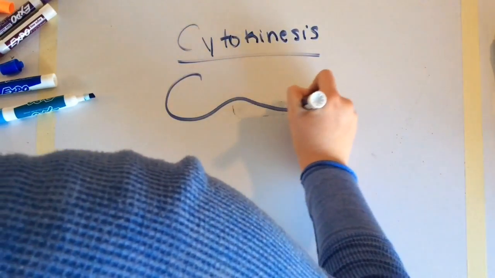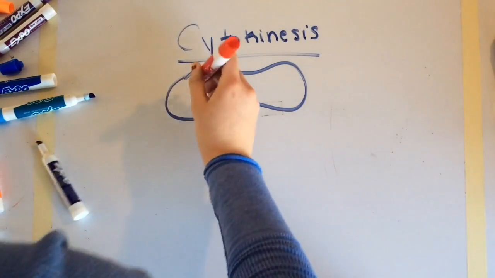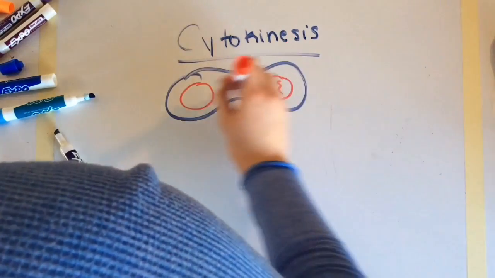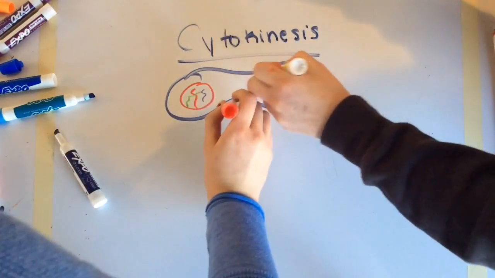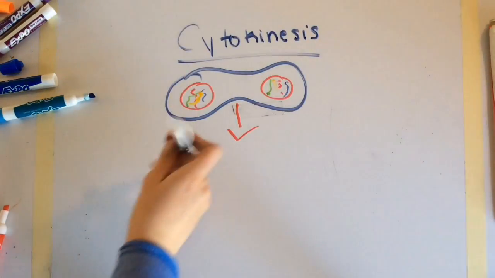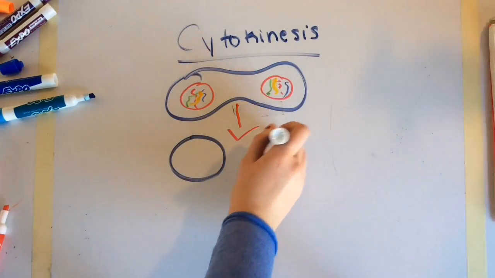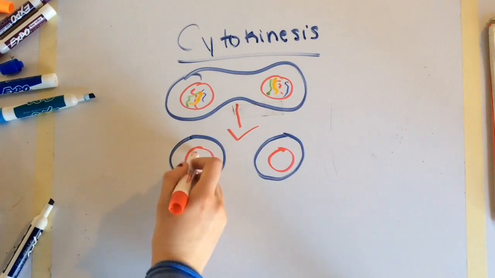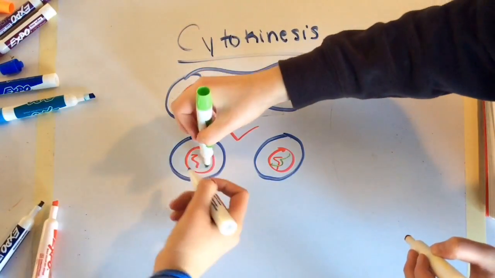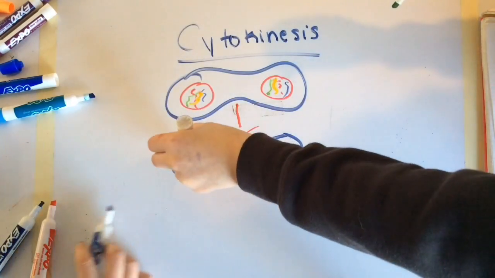Cytokinesis divides the cytoplasm equally between the two forming sister cells. In animal cells, the cell membrane is drawn in slowly and eventually the membrane pinches closed. Now, two identical sister cells are formed. Here is where the cell cycle starts all over again.